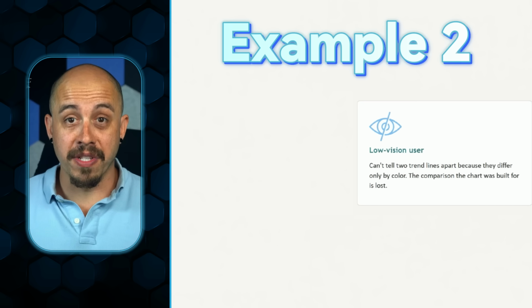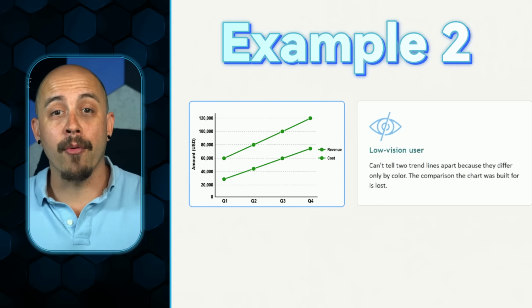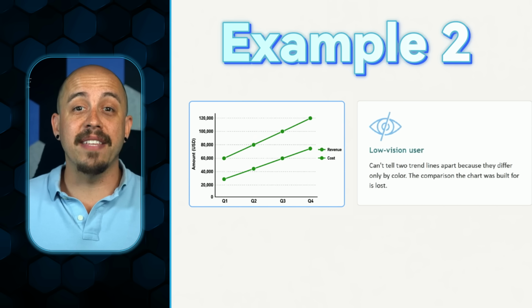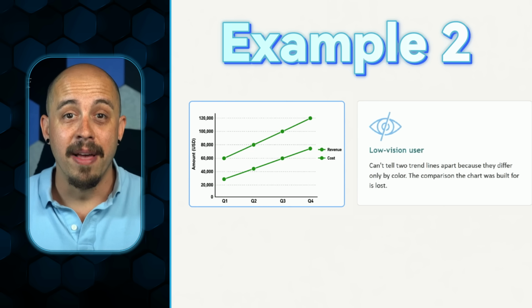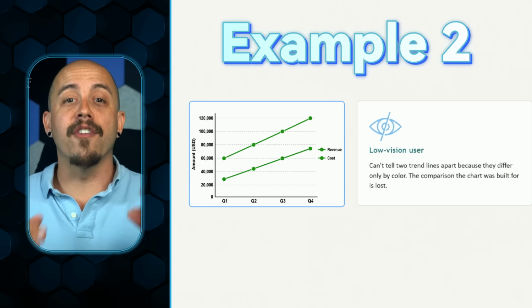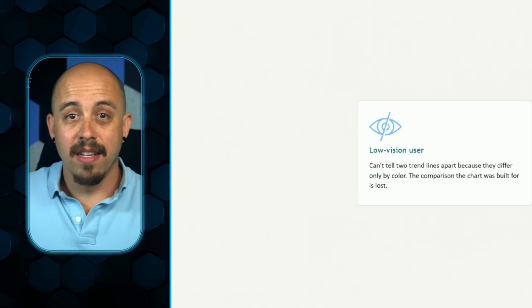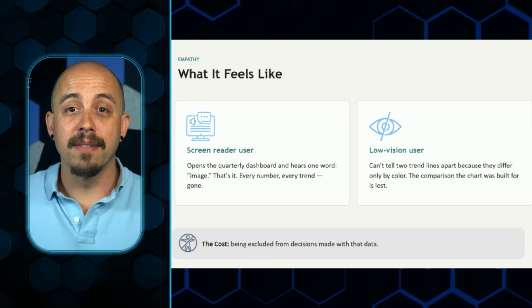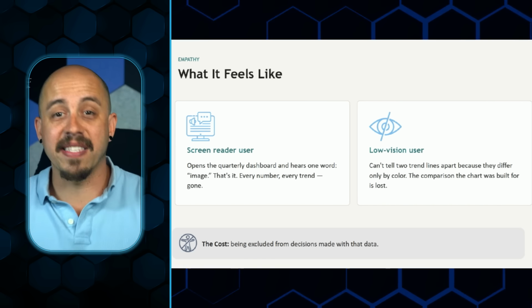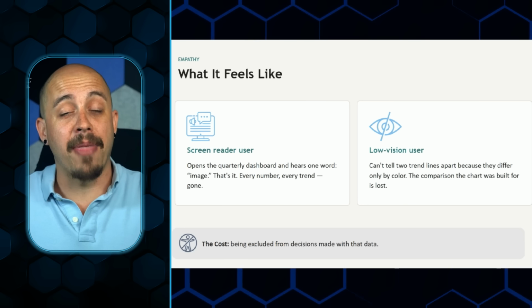A low vision user opens the same dashboard and can't separate 2 trend lines because they differ only by color. The comparison the chart was built for is lost on them, and the shared cost in both cases is exclusion from decisions made with that data. When the leadership meeting happens and the team is referencing the dashboard, these users can't participate. That's the real world impact, and that's the gap that we're trying to close.